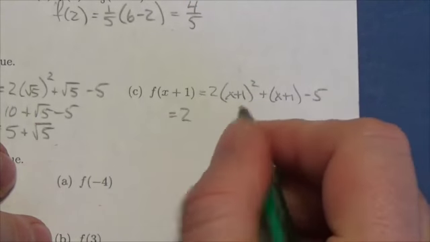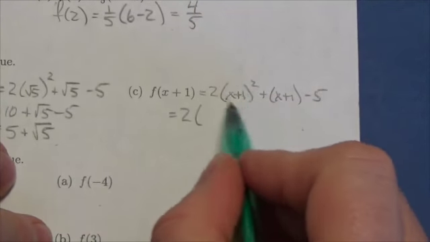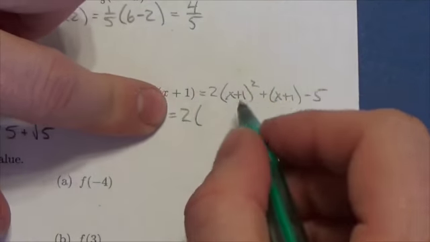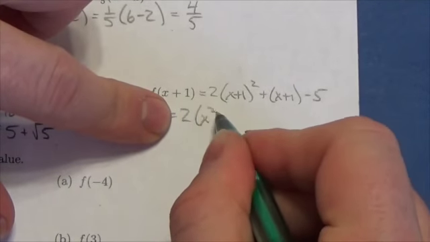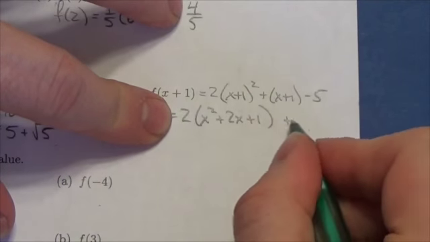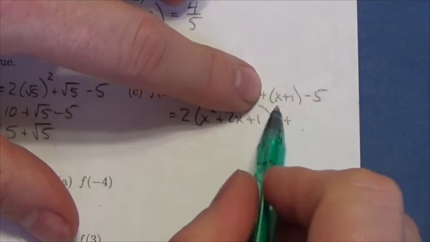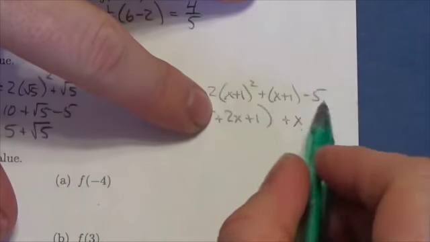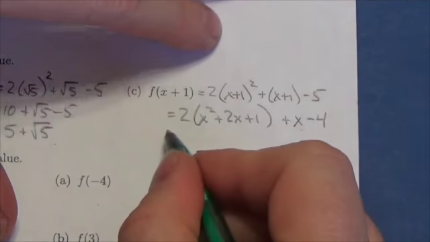Now, you've got to be really careful with this. I've got to do the square first before I multiply by 2. So I'm going to put the 2 outside here, because I will do that last. This will be x squared plus 2x plus 1. And then over here, I'm going to drop the brackets. So this is going to be plus x. There's nothing to combine with that. But then I'll get 1 minus 5 is -4.